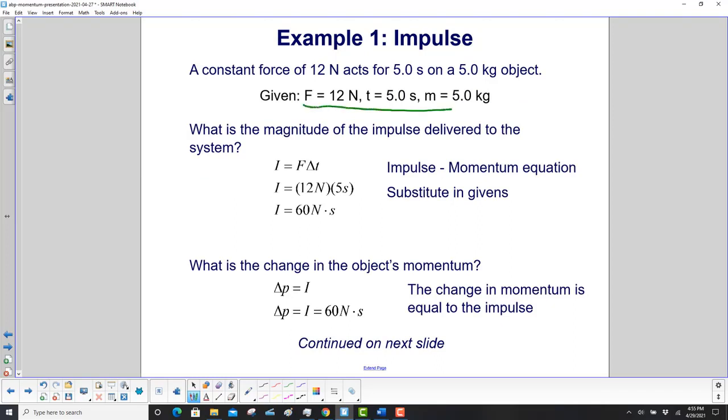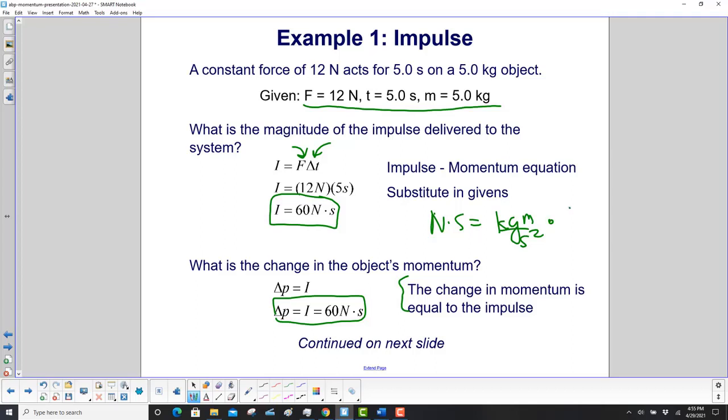We list our givens, and then to find the impulse, we use the impulse momentum equation, which is force times change in time. Substitute our numbers in, and we get 60 newton seconds. That's the impulse. What is the change in the object's momentum? Well, the change in momentum is equal to the impulse, so that is also 60 newton seconds. And another way to write newton seconds is kilogram meters per second squared times seconds. Seconds cancel out there, and you get kilogram meters per second.